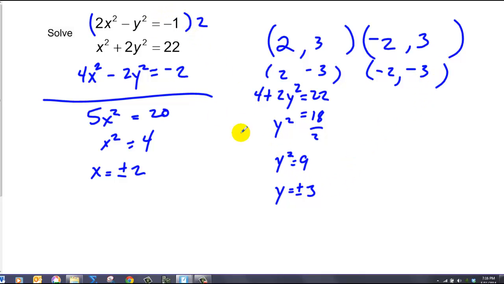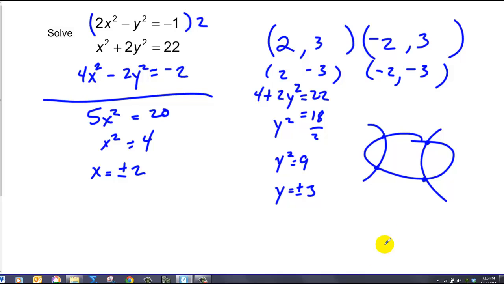This makes some sense because if I have an ellipse and a hyperbola that are symmetric, you'll see that if they're centered along the same point, then I'll have those 4 symmetric solutions.